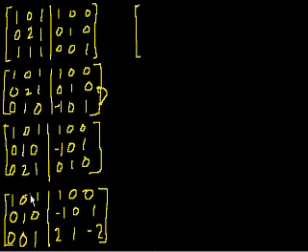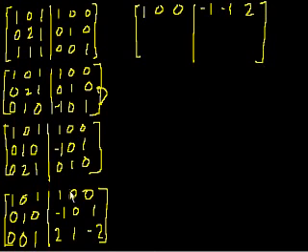So 1 minus 0 is 1. 0 minus 0 is 0. 1 minus 1 is 0. That was our whole goal. And then 1 minus 2 is negative 1. 0 minus 1 is negative 1. 0 minus negative 2, well, that's positive 2. And then the other rows stay the same, right? 0, 1, 0, minus 1, 0, 1.